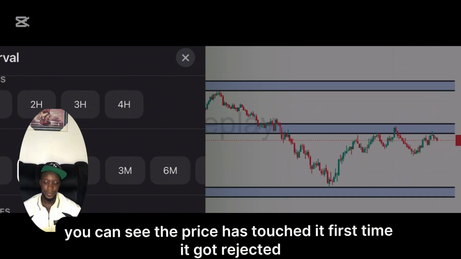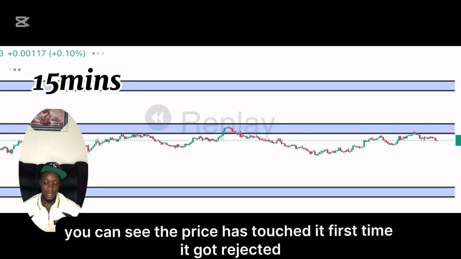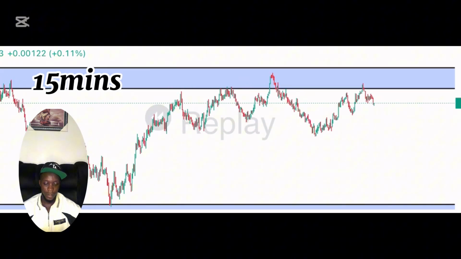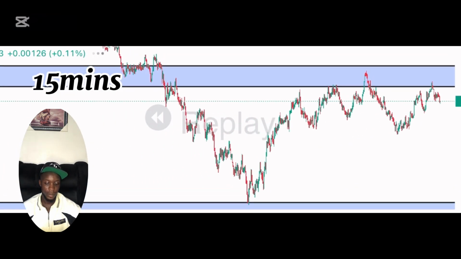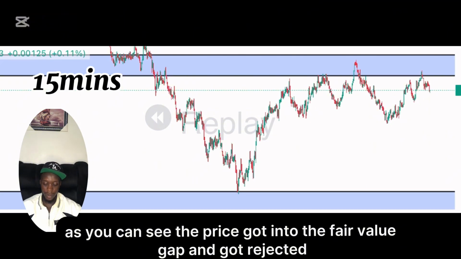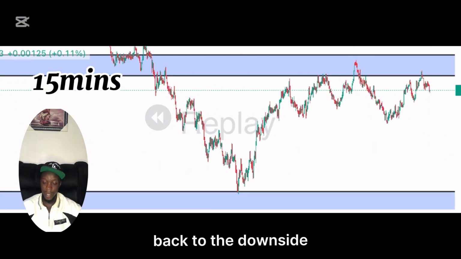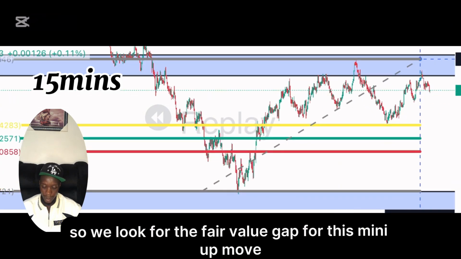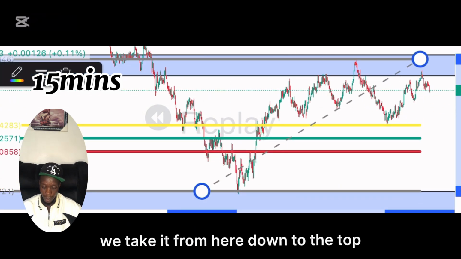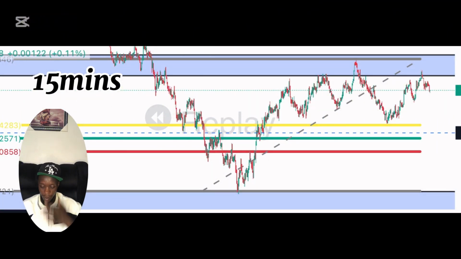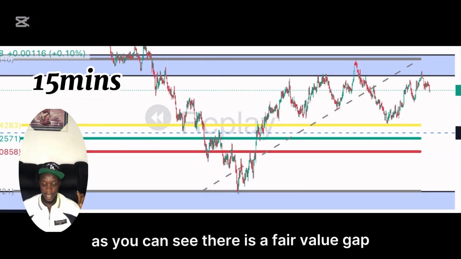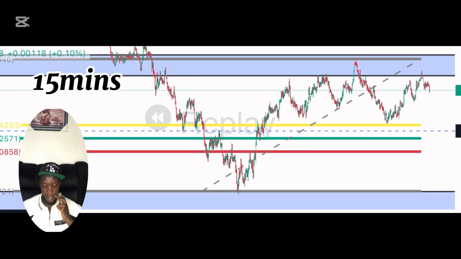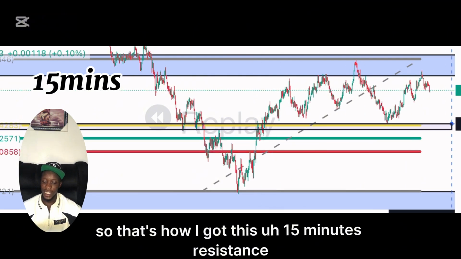So guys, you can see the price has touched, the first time it got rejected. Second time, it got rejected. As you can see, the price got into the fair value gap and it got rejected back to the downside. So we look for the fair value gap for this mini up move. We'll take it from here down to the top. As you can see, there is a fair value gap of this up movement.